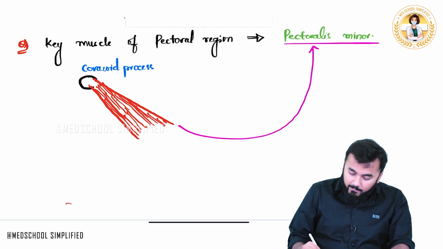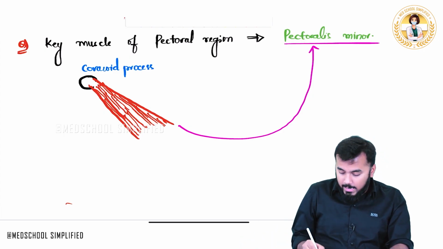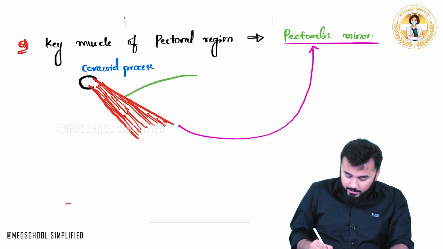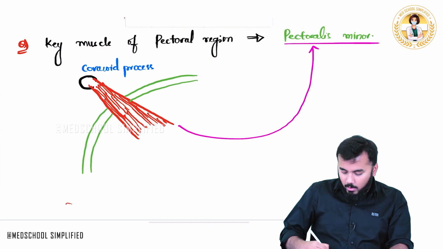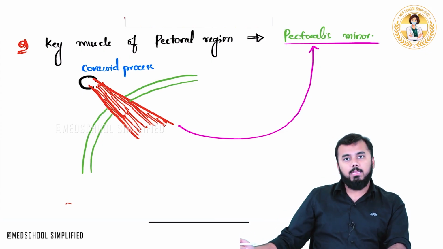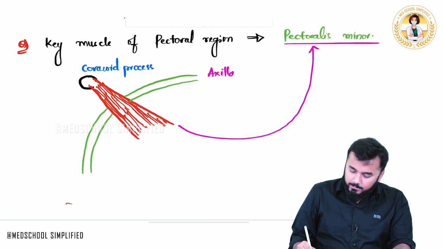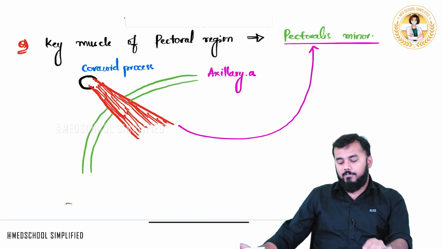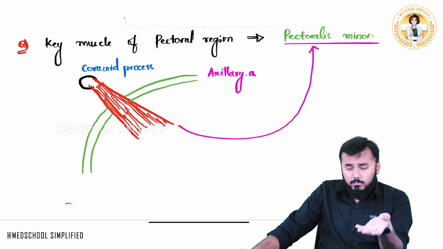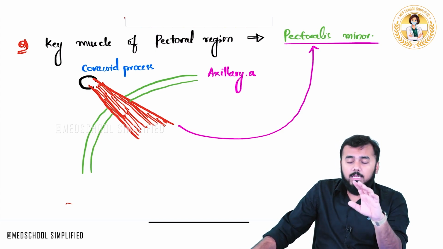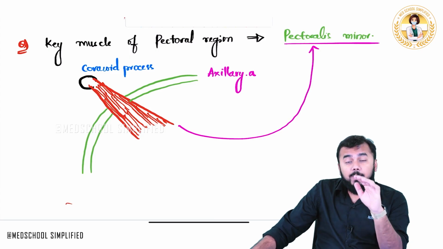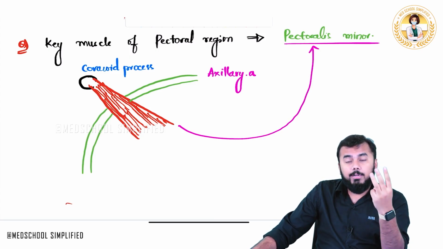Now we also have an artery. Let me draw it with green color. We have an artery that is coming all the way down like this, right? At one point it is passing behind the pectoralis major, and the name of this artery is axillary artery. So why is pectoralis minor called a key muscle? It is because this pectoralis minor is dividing the axillary artery into three parts.